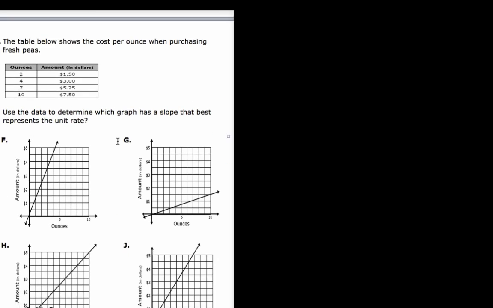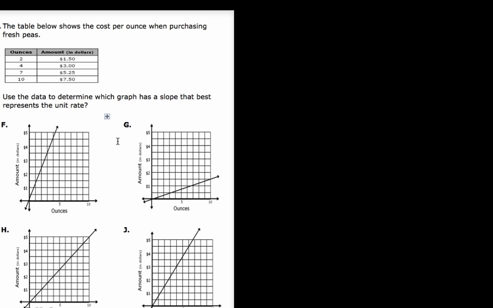Number 10. The table below shows the cost per ounce when purchasing fresh peas. So for 2 ounces it costs $1.50. 4 ounces cost $3. 7 ounces cost $5.25, and 10 ounces cost $7.50. Use the data to determine which graph has a slope that best represents the unit rate.